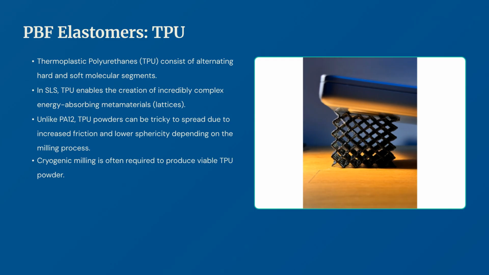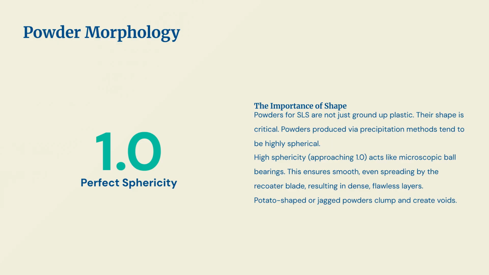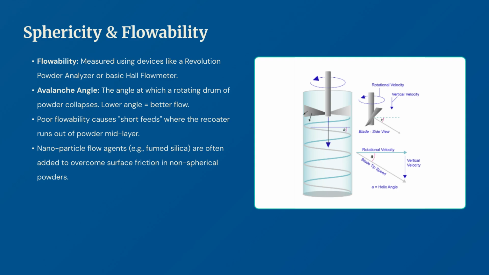Thermoplastic polyurethanes allow for energy-absorbing structures. However, preparing these materials for PBF is challenging, often requiring cryogenic milling to achieve the correct powder characteristics. Finally, powder morphology is crucial. Highly spherical powders behave like small ball bearings, ensuring smooth, uniform distribution in the powder bed, which is vital for achieving high-density parts.